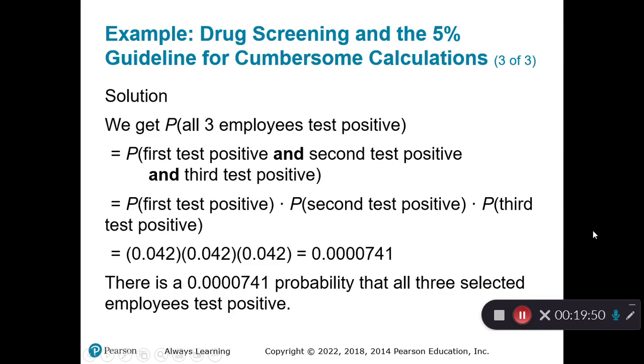So, the probability that all 3 employees are going to test positive is the probability that the first does, and that the second does, and that the third does. And so we get a very, very, very small probability of 0.0000741.